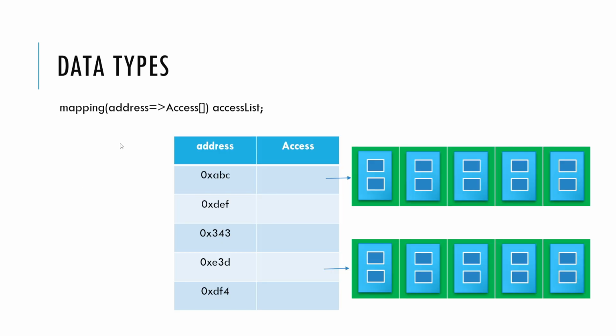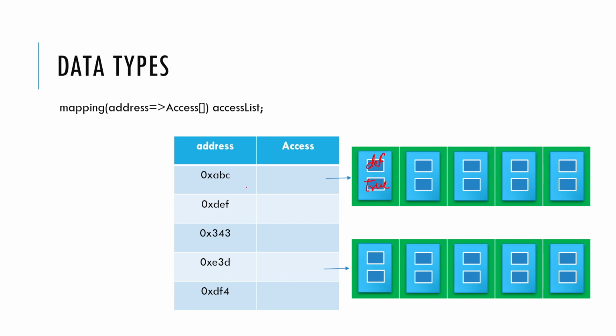Okay, then we will have a mapping. In this mapping, we are going to maintain the list of the people that we have given access to. So as I said, ABC, let's say, has given access to, for example, here DEF. Okay, so I will have DEF. So ABC has given access to DEF and it will be true.